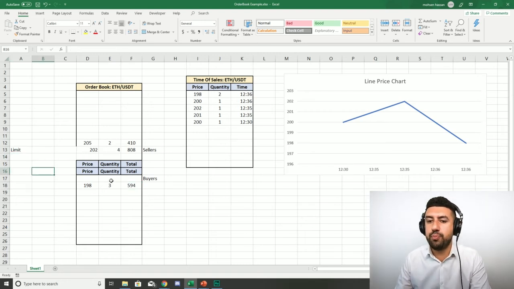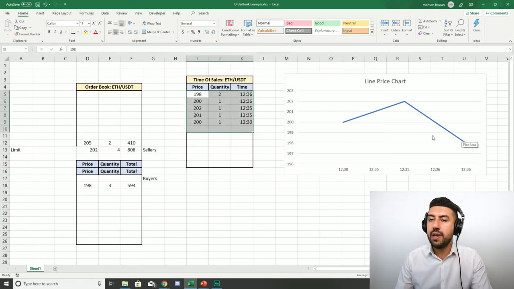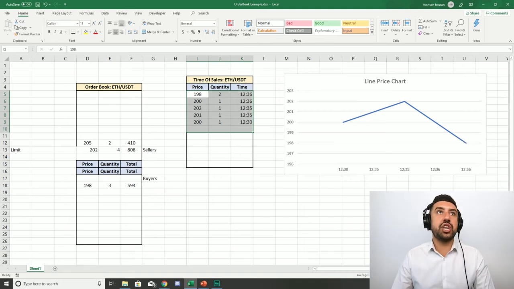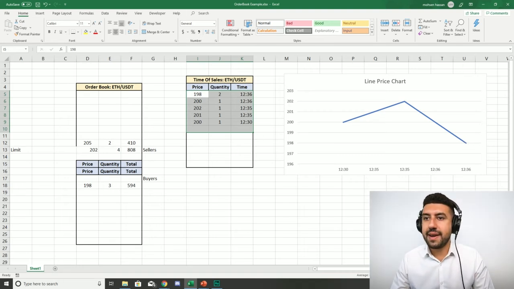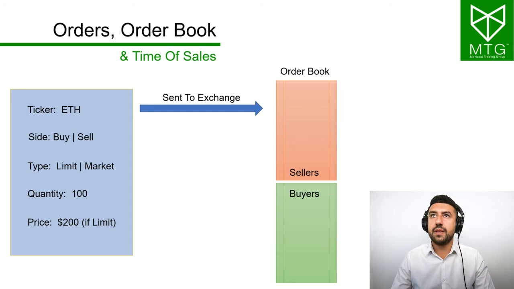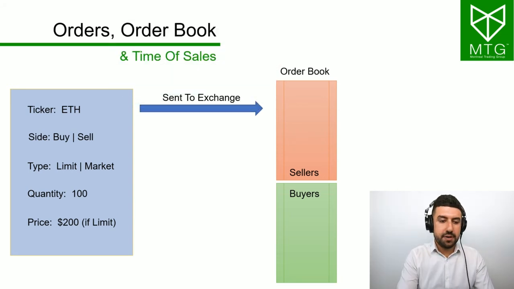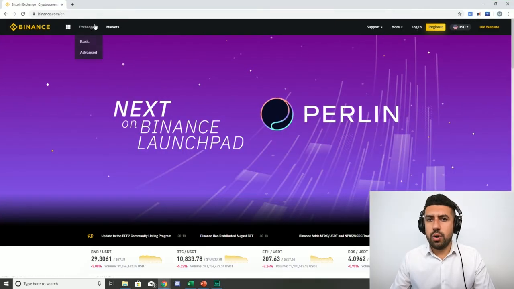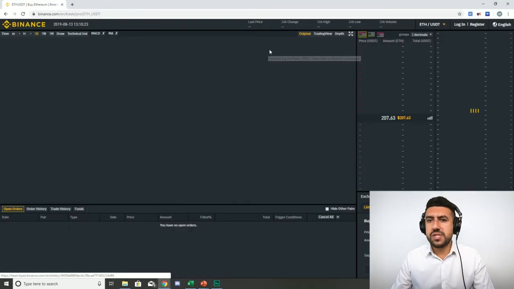The order book will look like this after those transactions. The time of sales is going to look like this, and the chart is going to look like this. Okay. So whenever you're looking at an exchange like Binance, let me just pull up Binance here. You go on their exchange, and what are you seeing?